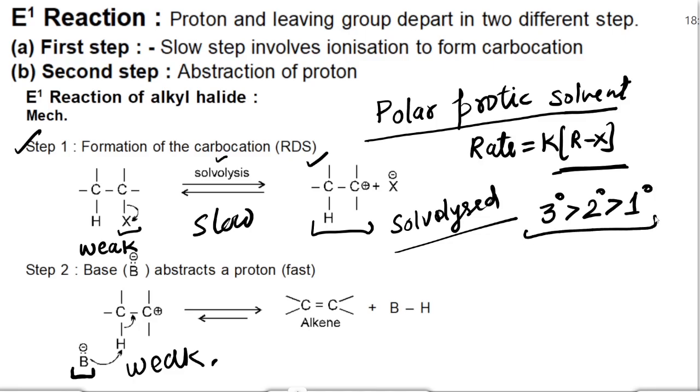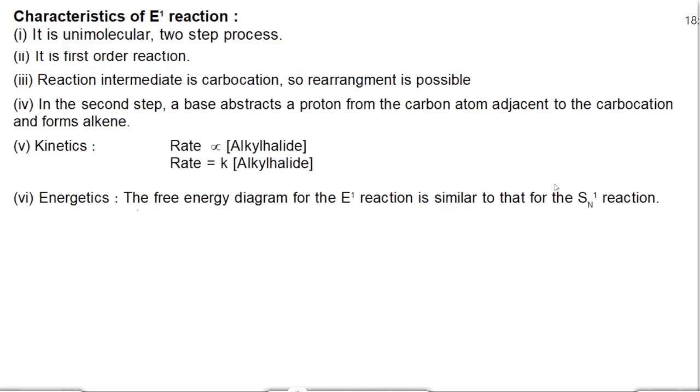Due to the formation of a more stable carbocation in tertiary. And at the same time, as carbocation is formed in the first step, there may be rearranged product. Yes, because first the most stable carbocation is formed and then abstraction of proton takes place. Yes. So what are the characteristics?